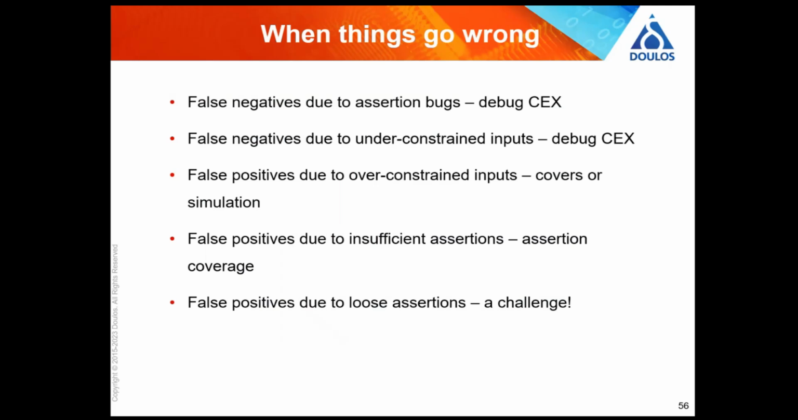So we are nearly there. What do we do when things go wrong? Let's dive into a bit more detail about what can go wrong. You can have false negatives due to assertion bugs. That's effectively what we had. We didn't really have a bug. There was nothing wrong with our rules. The false negative was because we didn't exclude an illegal combination of inputs. And so we got a counterexample. We debugged the counterexample and basically found the problem was in our formal test bench, not in our design.